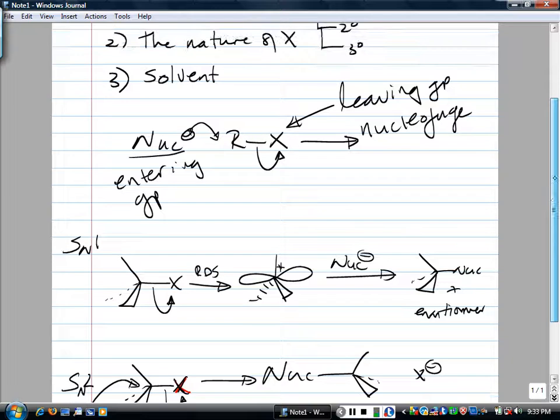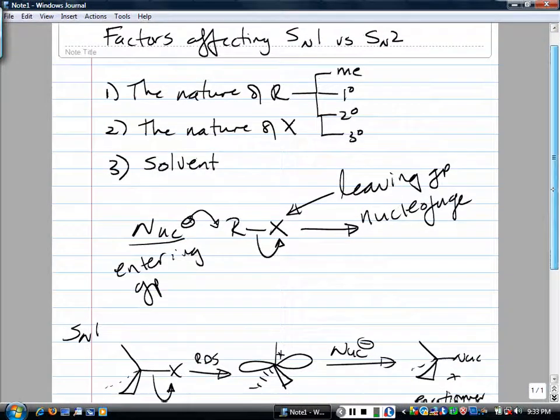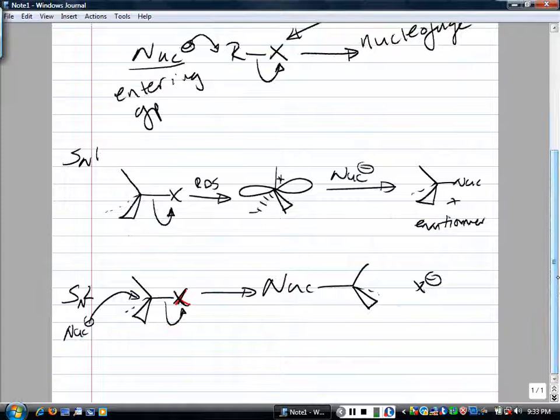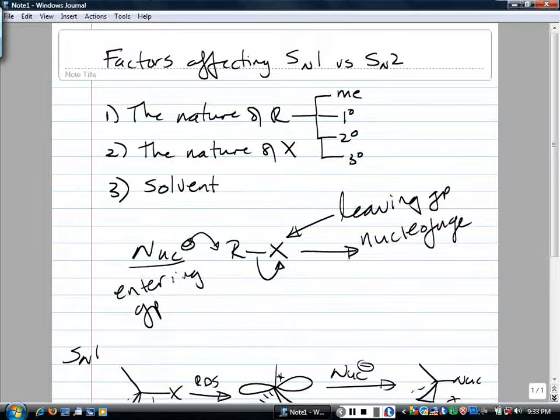So let's see what will happen if R were methyl. Well, if R is methyl, the SN1 reaction inherently requires the formation of a carbocation. So if I had H's at these three positions, I would make the methyl cation. I can't make the methyl cation. The methyl cation is a highly energetic species because it has no electron releasing groups whatsoever to stabilize it. If I can't make the methyl cation, it means I can't do the SN1 reaction on a methyl substrate.